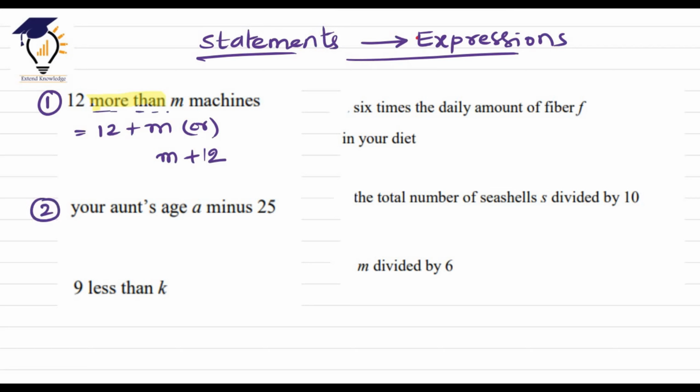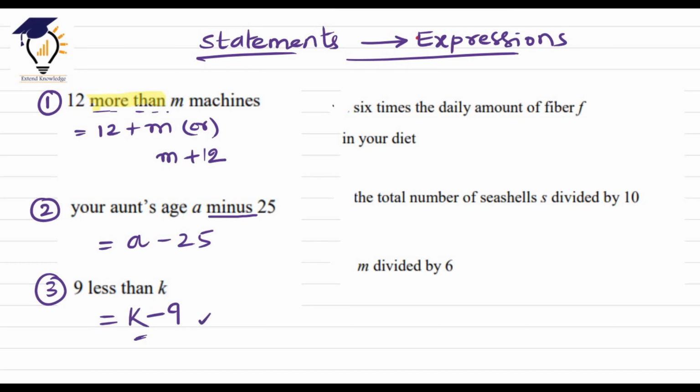Let's have a look at the second statement: your aunt's age A minus 25. A minus 25 is directly given, it is subtraction. Look at the third statement: 9 less than K. Less than is nothing but minus 9, from K. So K minus 9, which is not equal to 9 minus K. 9 is less than K, right? So K minus 9 has to be written as the expression.